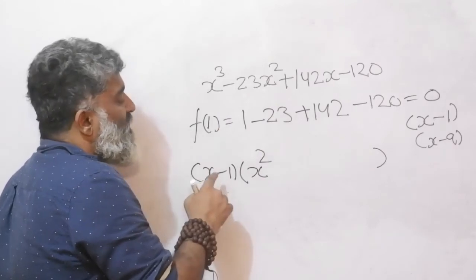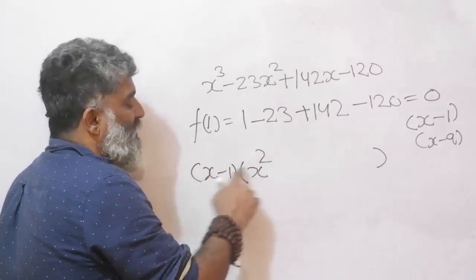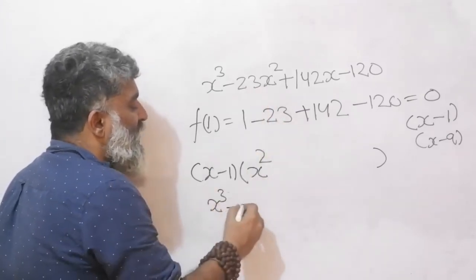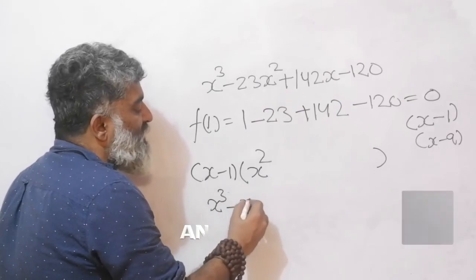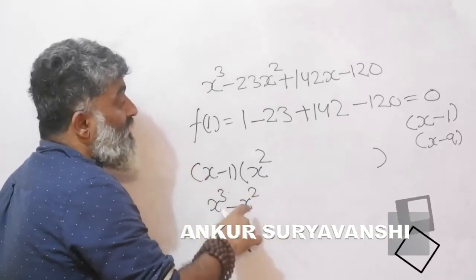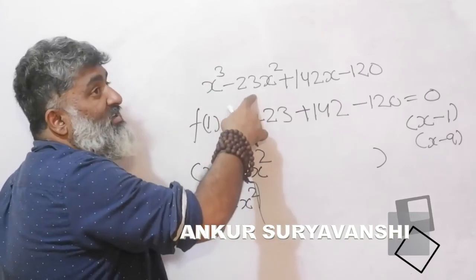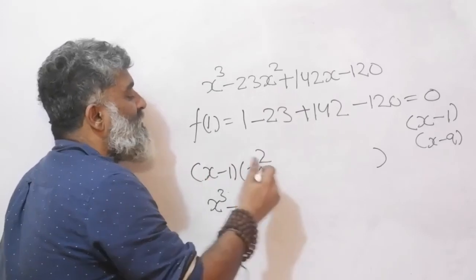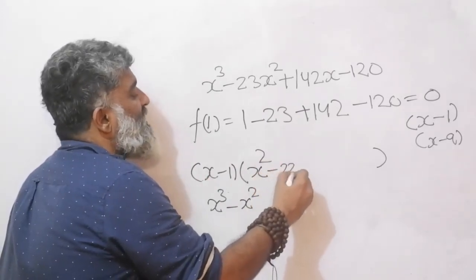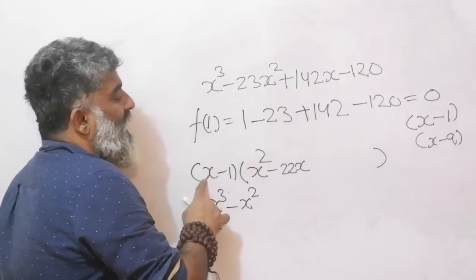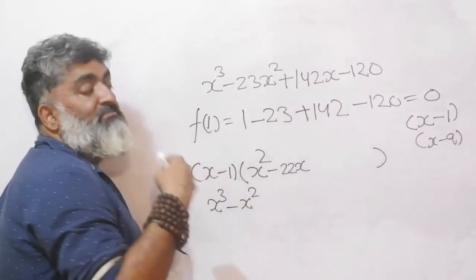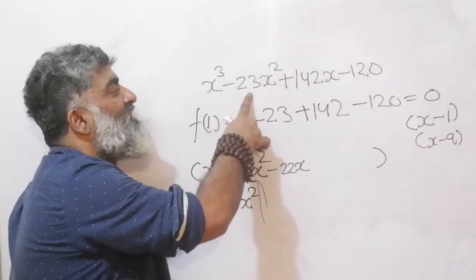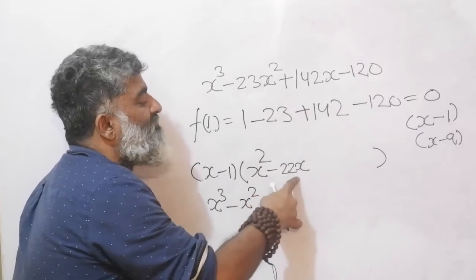That is sorted. Now if I do a minus 1 into an x square, let me figure this out. x cube I have already figured out, and minus 1 into x square will give me a minus x square. Great. What did I want? I wanted minus 23. That means I want 22x square more. How will I get it? If I go for a minus 22x, x into minus 22x will give me minus 22x square, and I already have a minus x square. My total will become minus 23x square. So x square minus 22x.